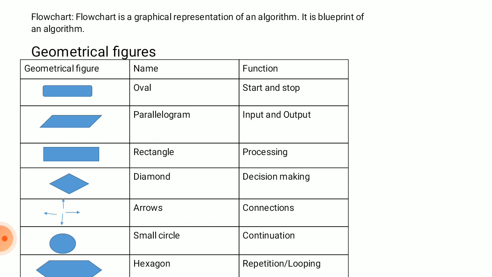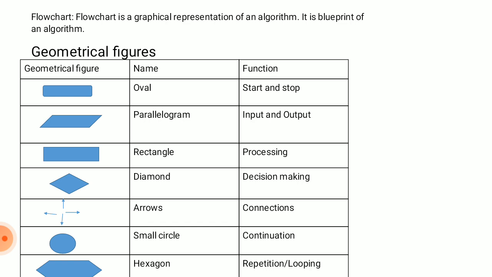Second one is a parallelogram. A parallelogram is used to read the input value and write the output value. To read something or to display something we use the same symbol, the parallelogram. Third one is a rectangle. A rectangle is used for processing. If you are performing something, if there are any calculations, for that purpose we use a rectangle.